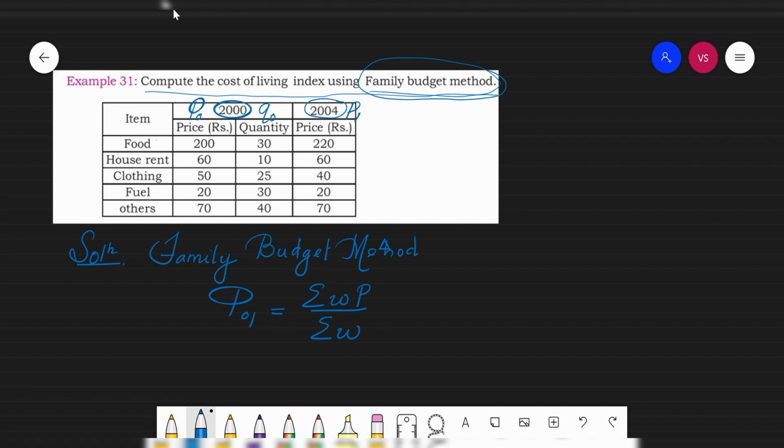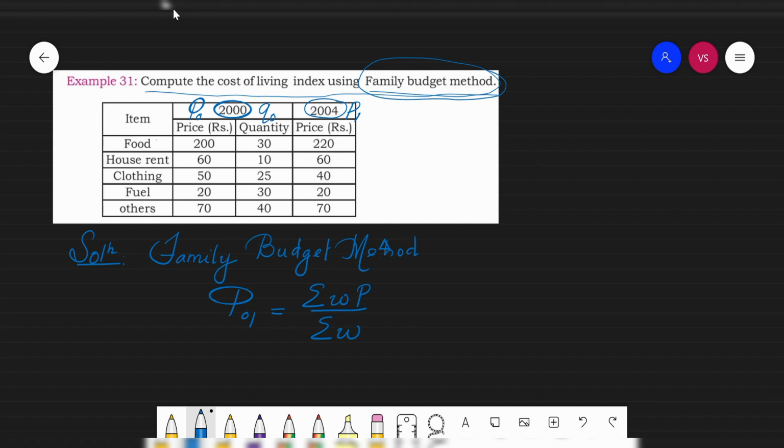Now the question here is, looking at the data, what we have is P0, Q0, P1, and we don't have anything regarding weights. Nothing is mentioned regarding weights. Now how to do it, students? We need to follow a certain method here.